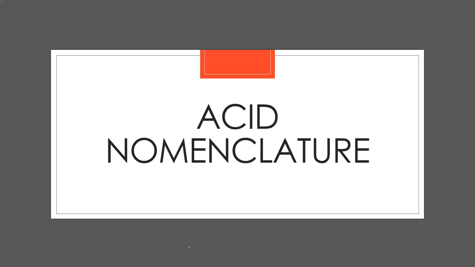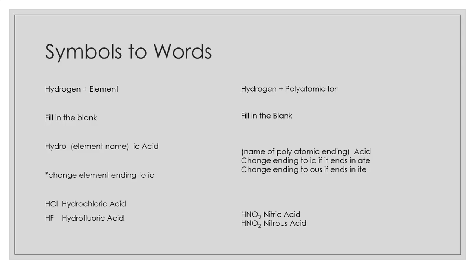And then our last type of nomenclature here, acid nomenclature. Symbols to words, there's 2 types. If it's hydrogen and an element, you're going to fill in the blank here. It becomes hydro, the element name, change the ending to ic, and then acid. HCl, hydro, because it's hydrogen plus an element. Cl is chlorine, but we change the ending to ic, so it becomes hydrochloric, and then acid. HF, hydro, because it's hydrogen and an element. F is fluorine, so it becomes fluoric, so hydrofluoric, and then acid.